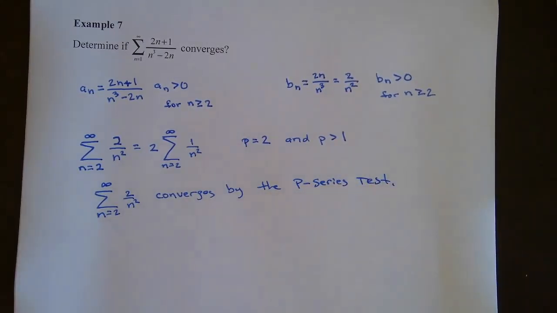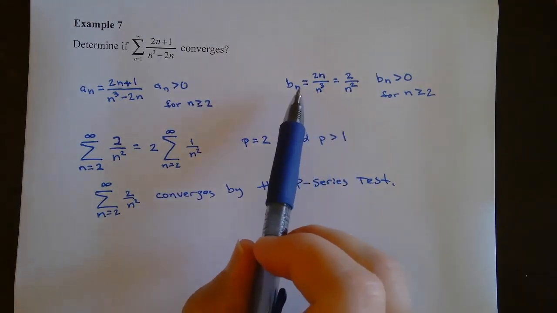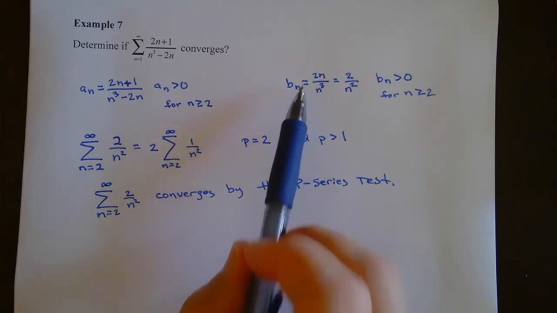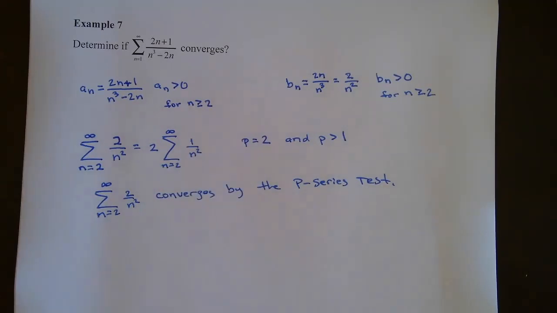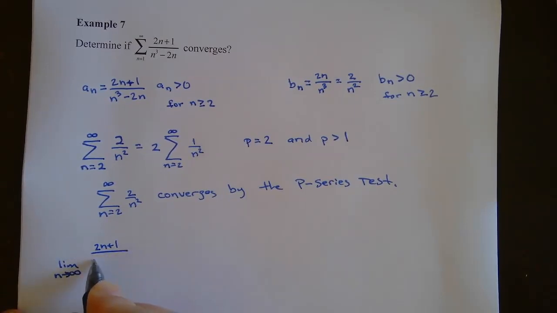Okay, so we've established the convergence of the nth term of the series we're comparing it to, right? We've stated and shown that this one converges. So now we have to look at the ratio of them, a sub n over b sub n as n goes to infinity, and see what this tells us. So we're going to do the limit as n goes to infinity of our a sub n, which is 2n plus 1 over n cubed minus 2n, all over 2 over n squared.